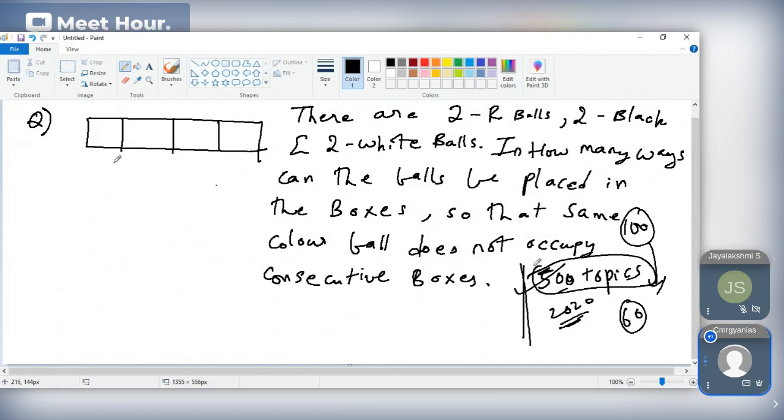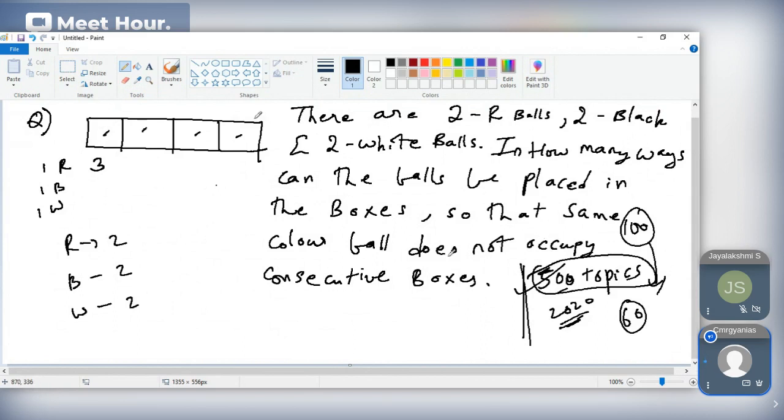This is a very, very simple question. In these four boxes, each box they have to put one ball only. So that is what: red balls we have two, black balls we have two, white balls we have two. In this first box, we can put one red ball, or we can put one black ball, or one white ball. So we can put three balls in this.